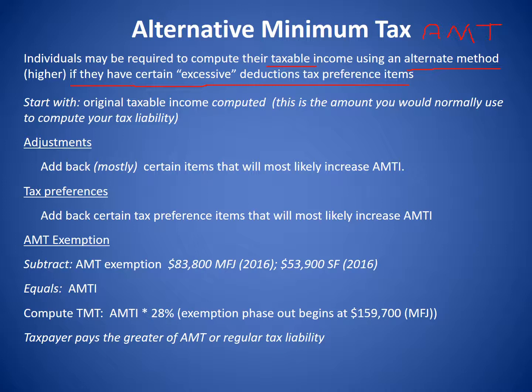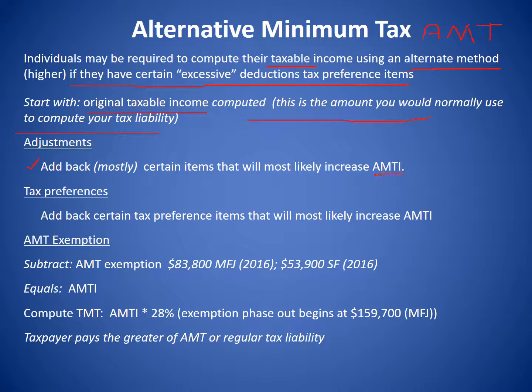We're not going to go into the detailed computation because they normally don't ask for detailed computations of the AMT on the exam, but they do ask about the concepts of the AMT. So when we do an AMT computation, we start with our original taxable income. We compute that, and that's the amount you'd normally use to compute your tax liability. But then we have to make adjustments to that taxable income. We have to add back certain items, and most of these are add backs, that will most likely increase what we call the alternative minimum tax income, or AMTI.